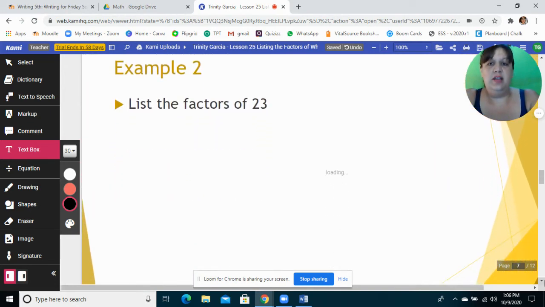Example 2. Now we're going to list the factors of 23. List the factors of 23. Go ahead and get started. See if you can do that. Okay? Let's see if we can list the factors of 23.